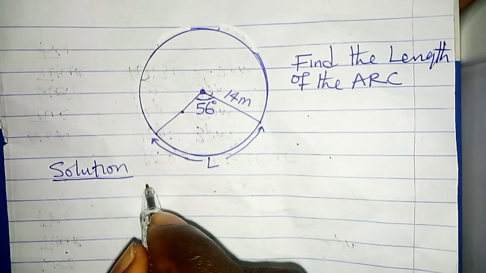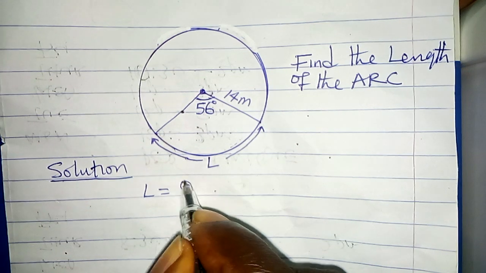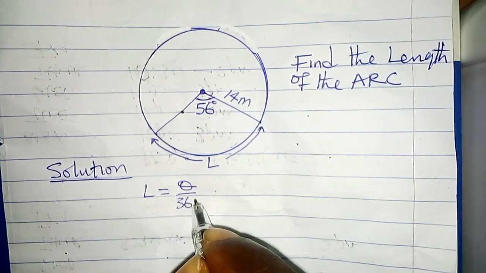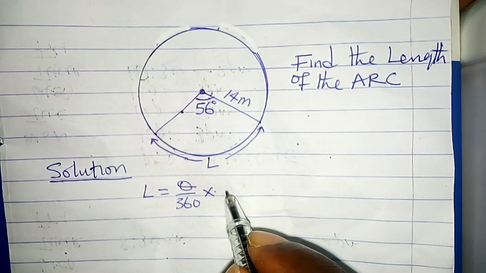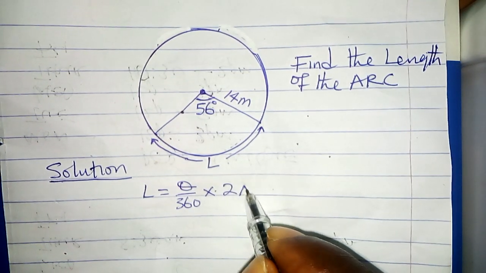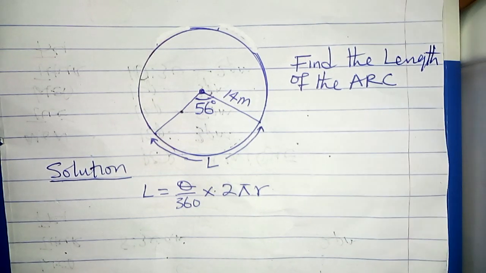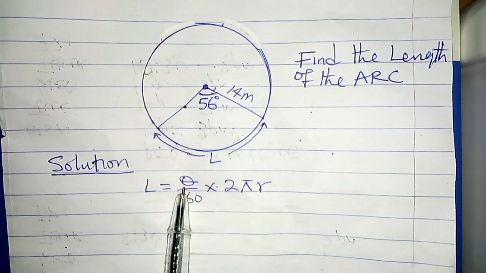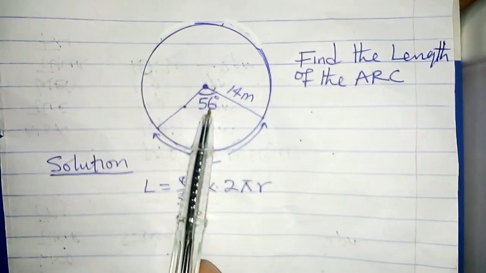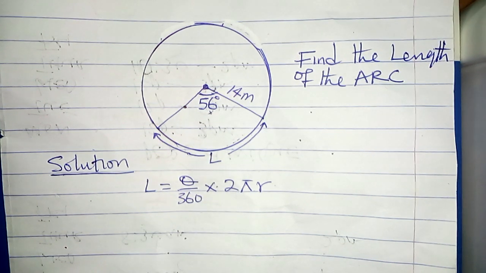The length of the arc L is equal to the fractional angle theta over 360 degrees multiplied by the perimeter or circumference of a circle, 2 pi r. This is the first thing we need to do to be able to solve this problem. Now, theta is the subtended angle, the angle for this arc we are looking at. That's why I call it the minor arc.